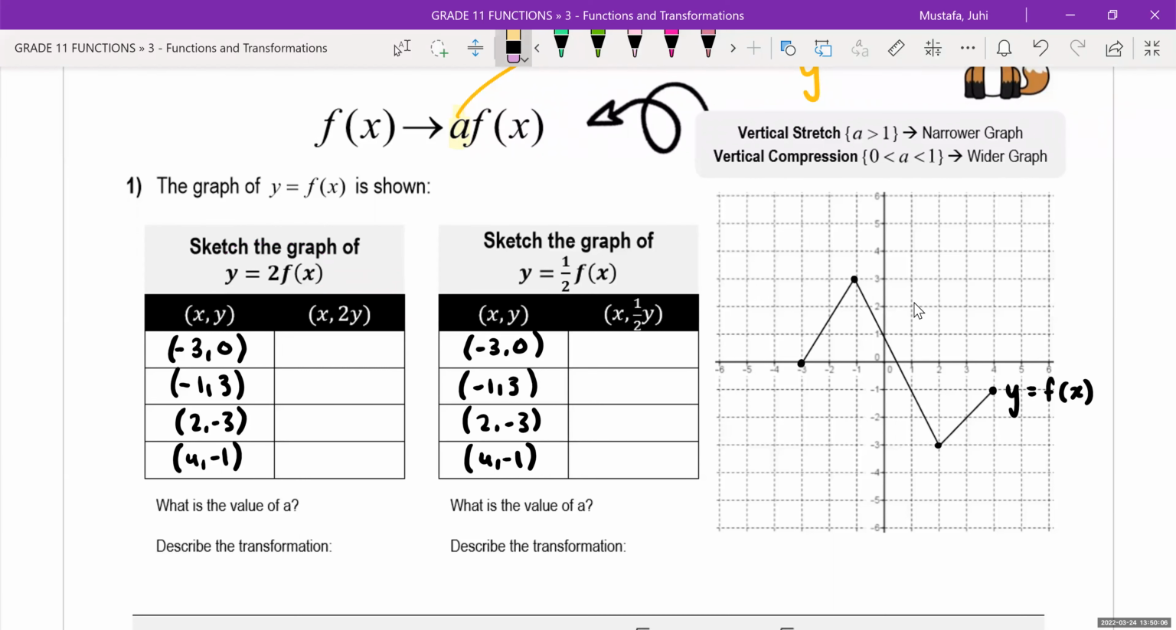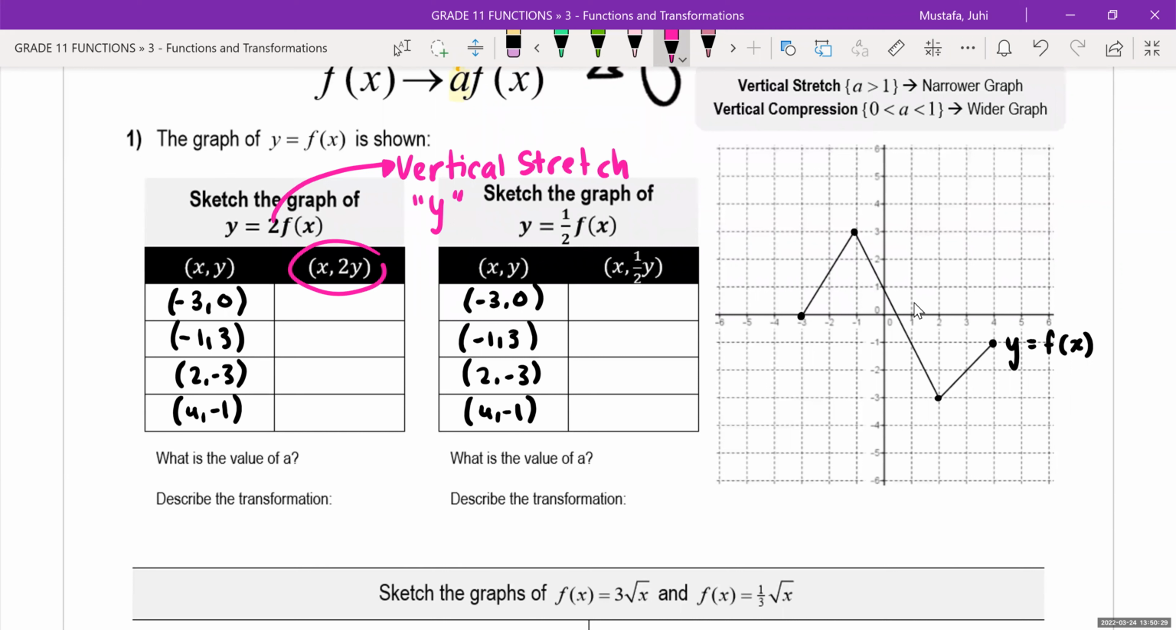Okay, so let's analyze this. We have a number on the outside. That means it's going to be vertical. That means it's going to affect your y values. And because that number is a 2, is that going to be a stretch or a compression? Good, so that's going to be a vertical stretch. What does that look like for our mapping coordinates? It means our x values will stay the same, and every y value is now going to be multiplied by the number 2.